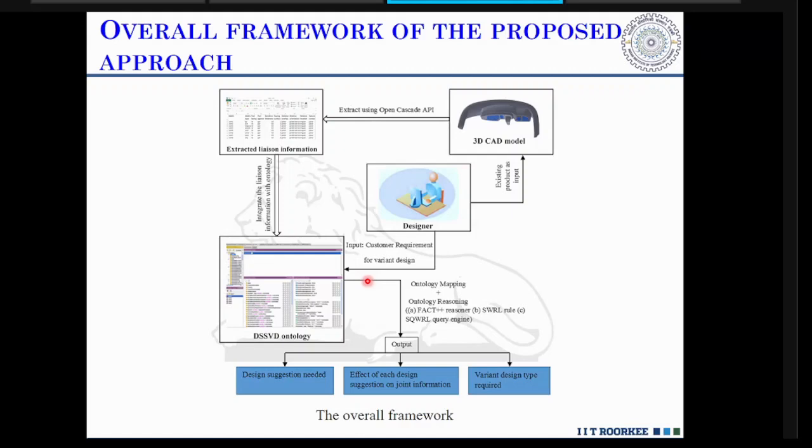So all those things we are capturing here, and we have developed a decision support system for variant design. DSSBD stands for decision support systems for variant design. The output of this system is the design suggestion needed, the effect from each design suggestion on the joint information, and the variant design type. These three things we are extracting, and we have published this work in the ASME Transactions. You can refer to the work.